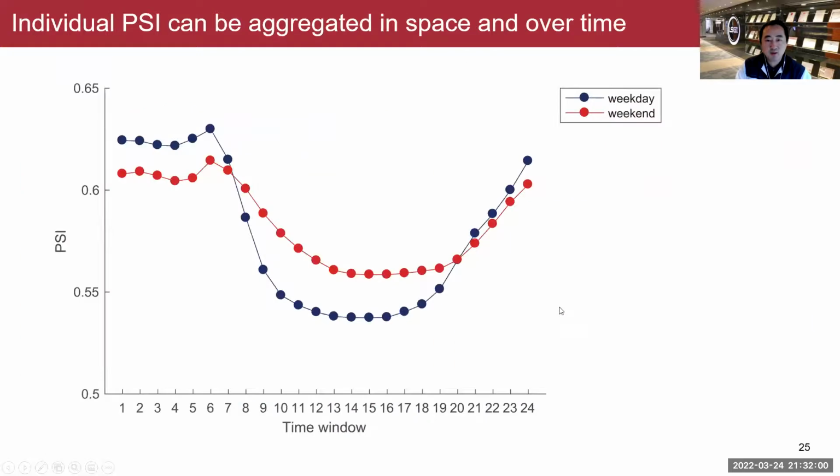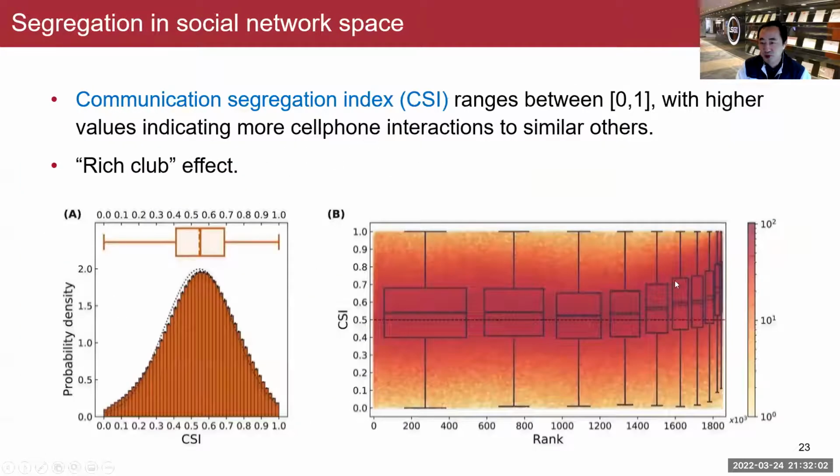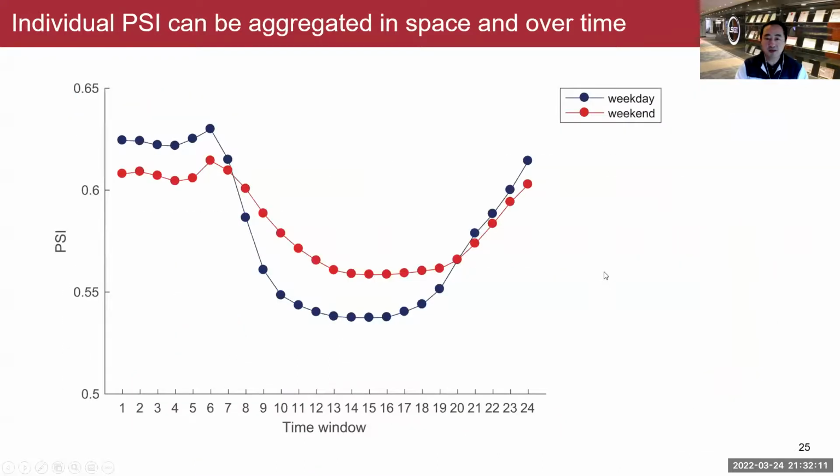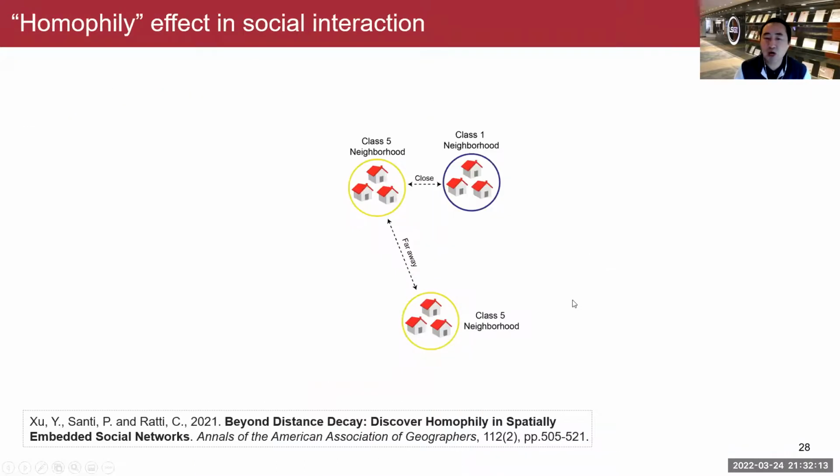In this study, we found this rich club effect, right? Rich people tend to communicate more with themselves. This helps us think about what the driving forces are, because many people are in the geography field. We know this distance decay effect. Is it just because rich neighborhoods are close to each other? For example, if they are really close, they may have better opportunities to interact with each other. Is it just because they are clustered?